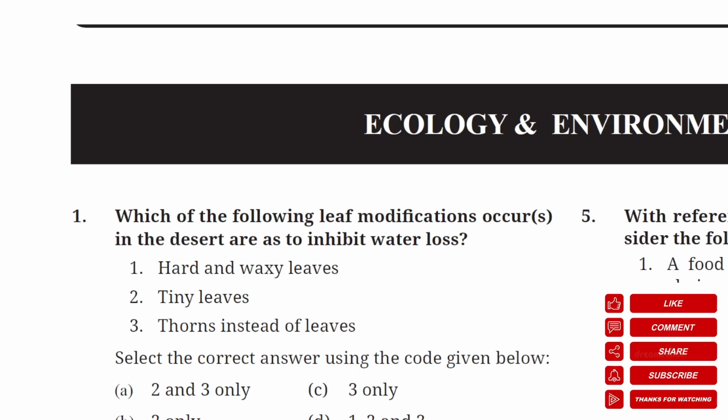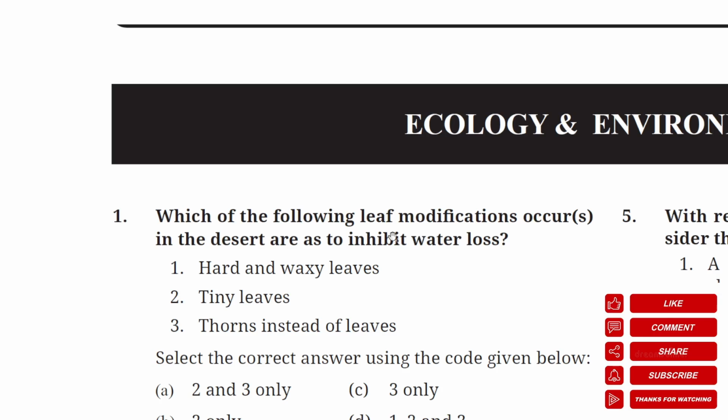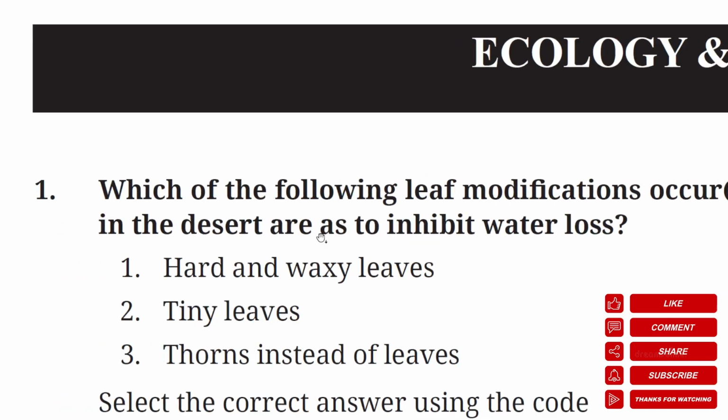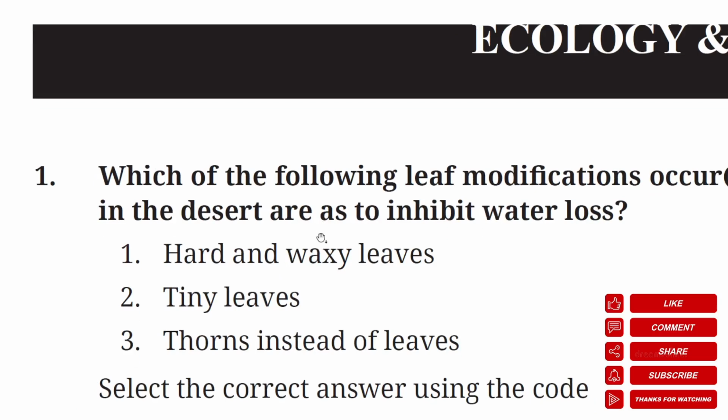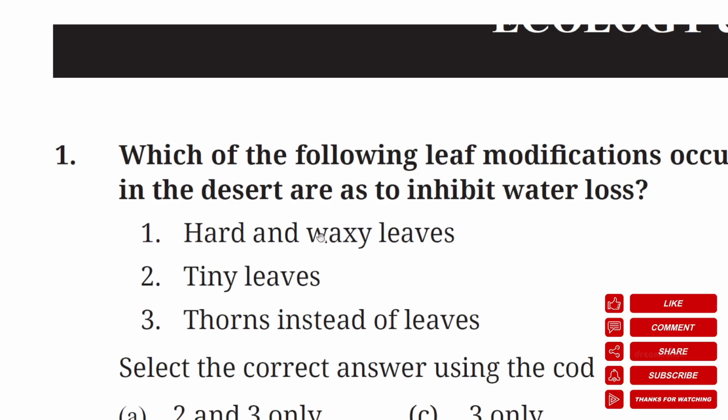So let's start with question number one from the ecology and environment part. The question is, which of the following leaf modifications occur in desert areas to inhibit the water loss? So that is the question here. In order to inhibit the water loss, what are the modifications that happen in the leaf? Okay, that's the question. So let's see.